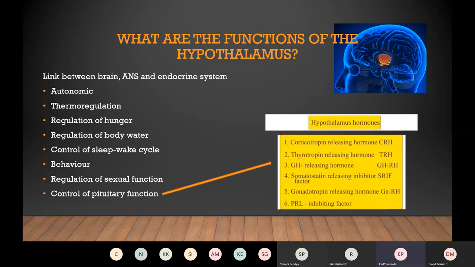from the pituitary gland. And then, as I promised you, we have the two inhibitory hormones. So we have the somatostatin, the growth hormone-inhibiting factor, and the prolactin inhibitory factor. As you can all understand, these just inhibit the secretion of growth hormone and prolactin from the pituitary gland.